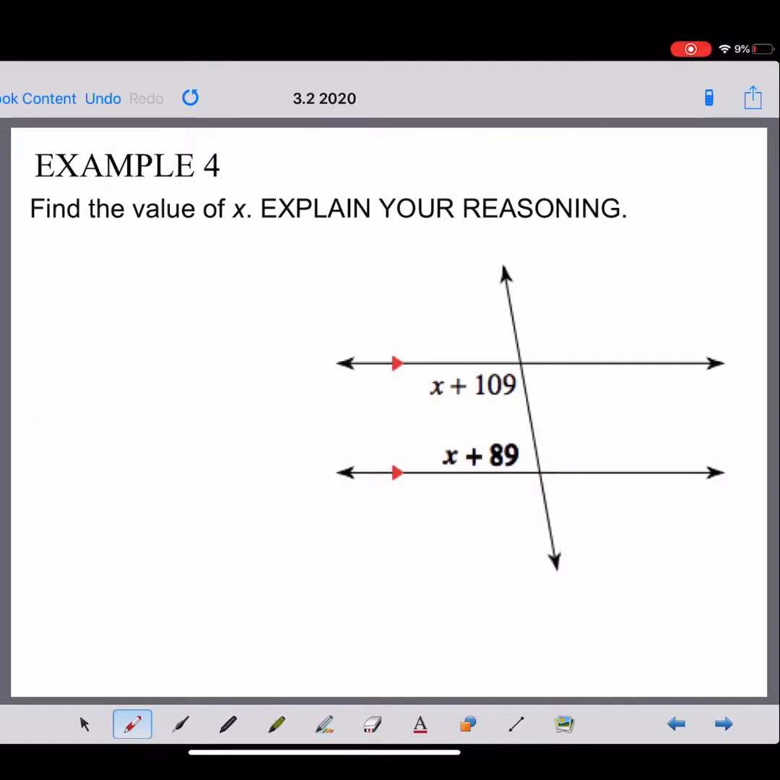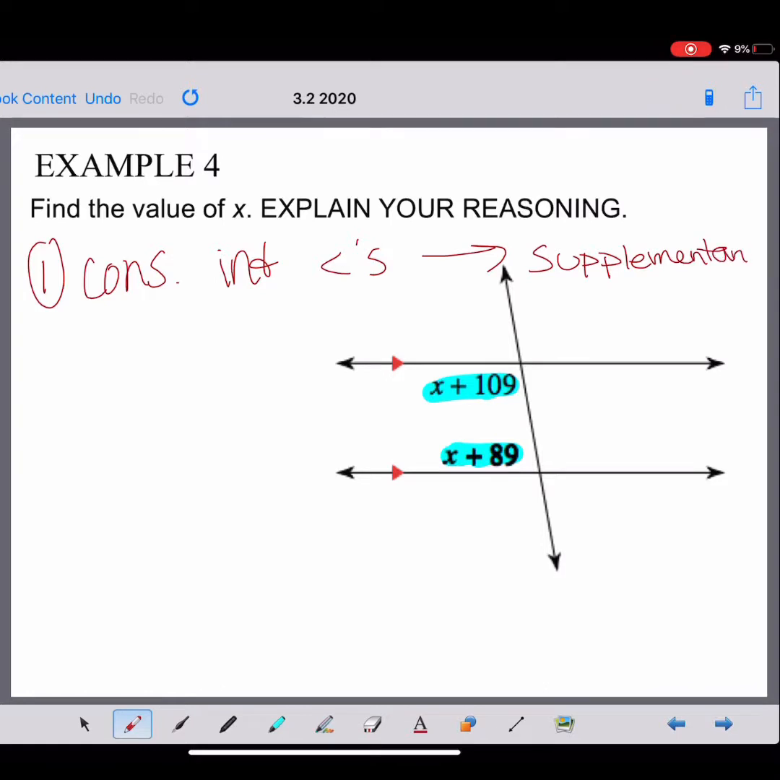In example 4, I need to recognize what angles we are working with. These are consecutive interior angles. What do I know about consecutive interior angles? They are supplementary. So if they're supplementary, they equal 180 degrees. So I'm going to add together my two different angles and set them equal to 180.